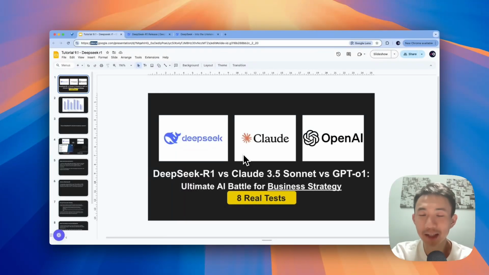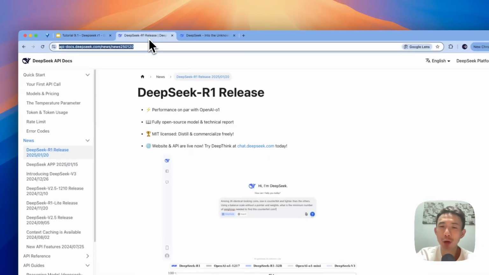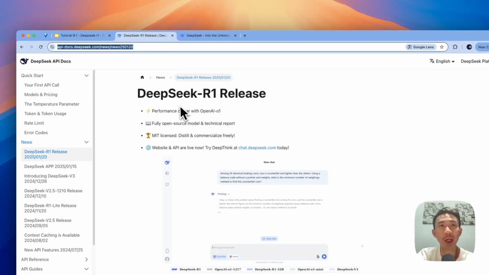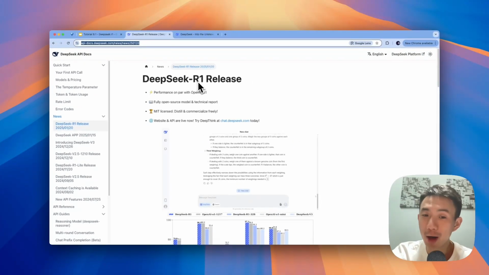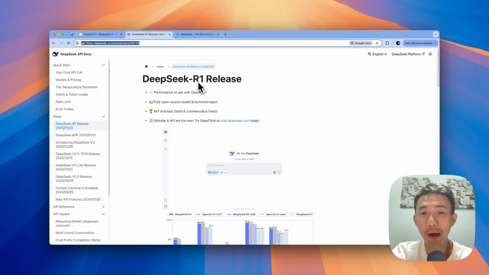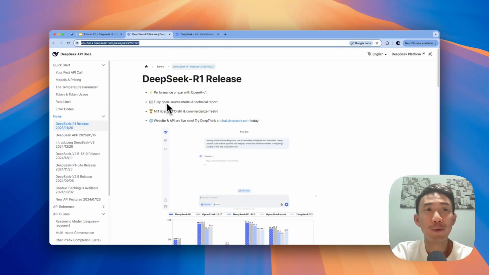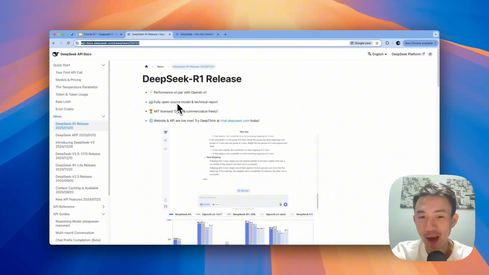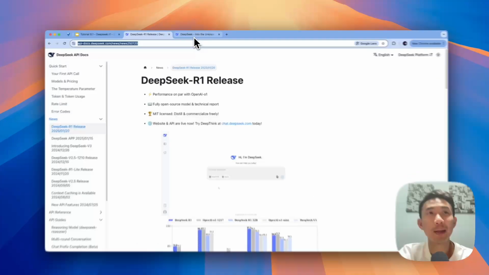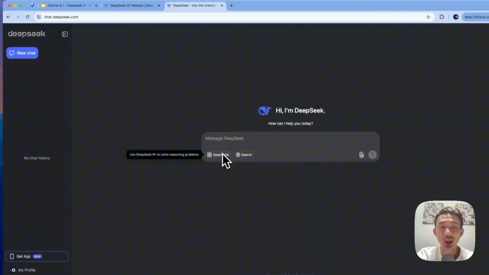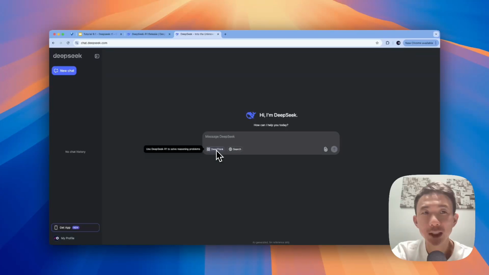Hi everyone, in today's video we are going to talk about a big news in the AI industry. DeepSeek has just launched a reasoning model called DeepSeek-R1, and that is comparable or even better than OpenAI's GPT-o1 model. And what's even better is that it is fully open sourced, and you can use it for free at DeepSeek's website. You can just click this DeepThink icon to start solving reasoning problems.